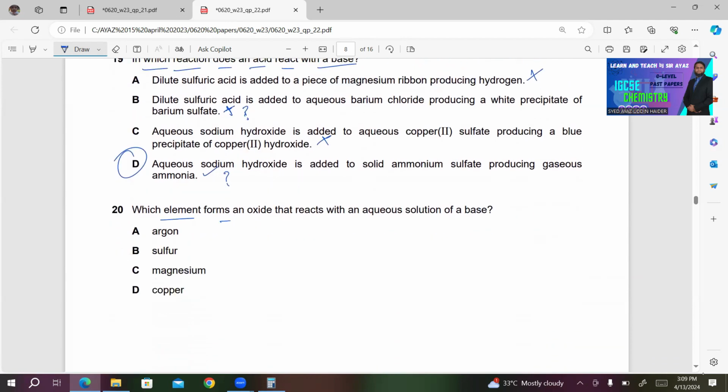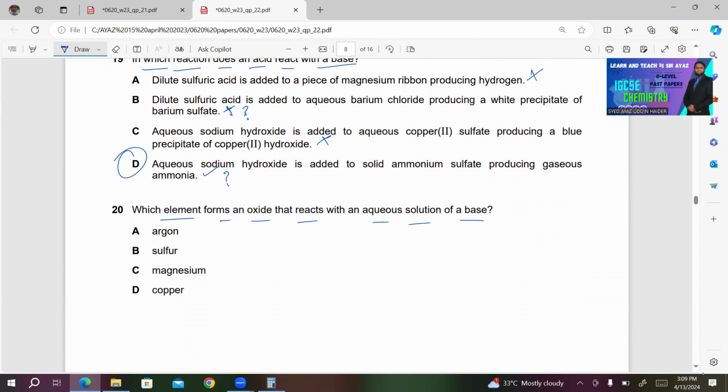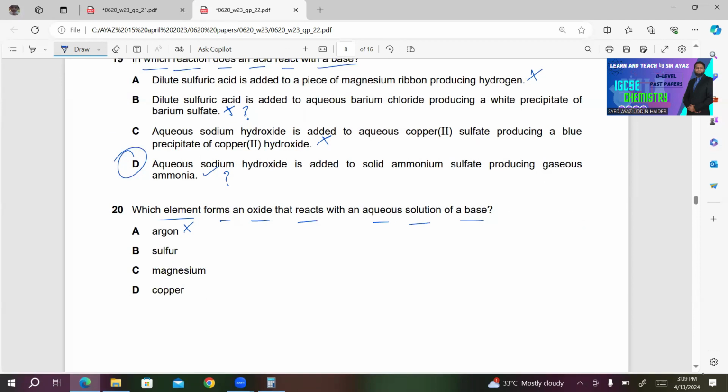Number 20. Which element forms an oxide that reacts with an aqueous solution of a base? Argon does not react, so A is incorrect. What about sulfur? Sulfur reacts to form sulfur dioxide or sulfur trioxide. It's an acidic oxide and it will definitely react with base. So this looks correct to me. C, magnesium, D, copper, both of these form basic oxides. They do not react. So obviously choice B will be the right answer for this question.